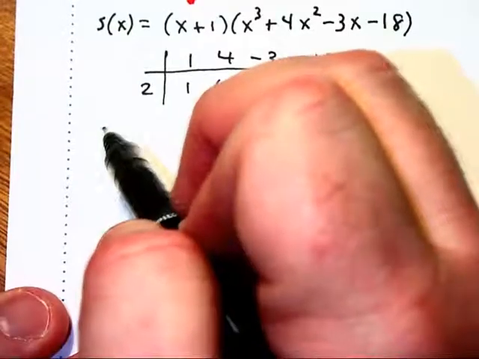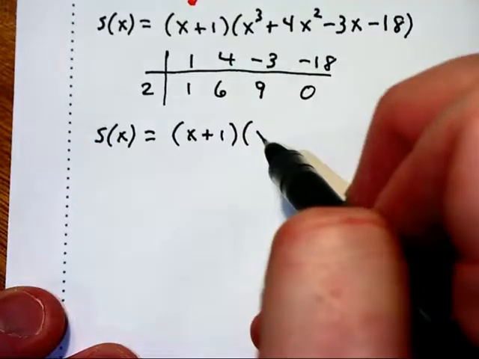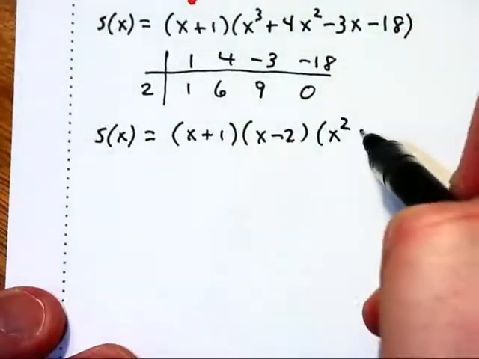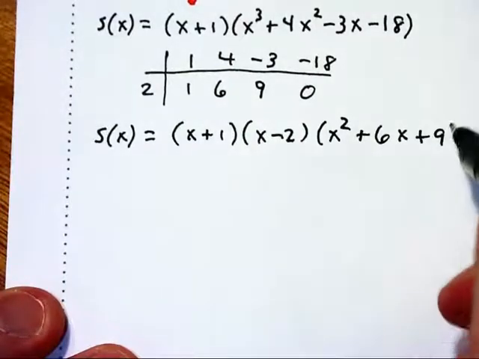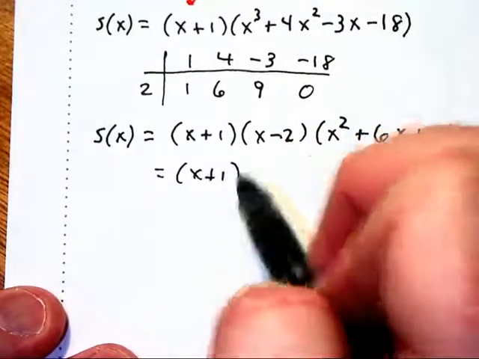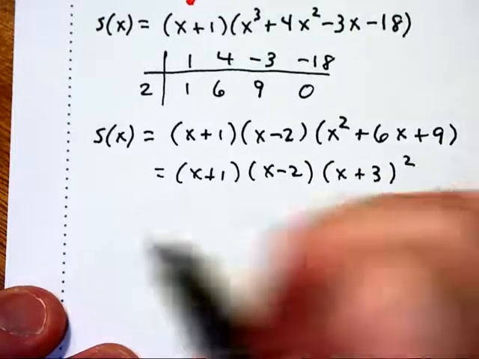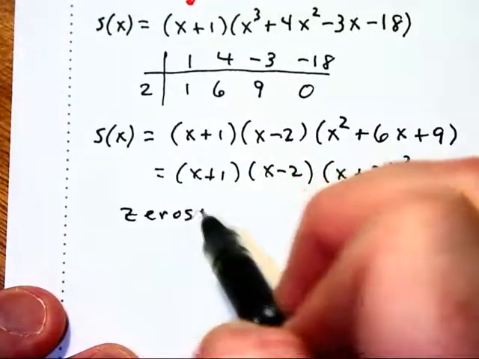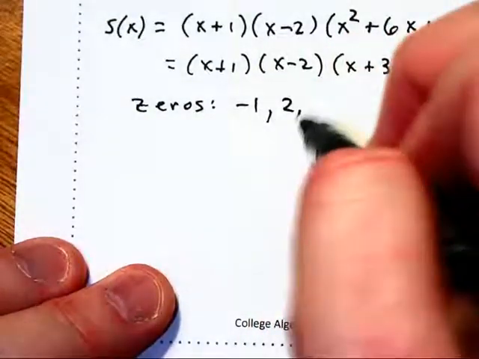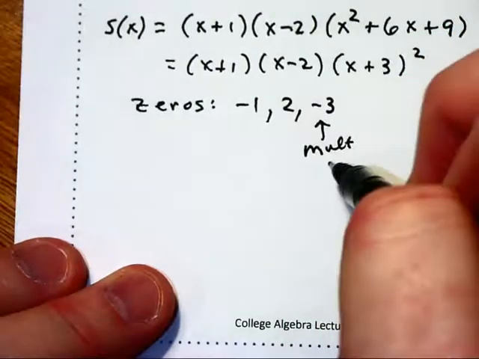So here we go. S of x is equal to x plus 1 times x minus 2, we change our sign, times x squared plus 6x plus 9. Okay, that's going to factor at the end there. So we have x plus 1, x minus 2, times x plus 3, quantity squared, and our zeros are the following. We have negative 1, positive 2, and negative 3, and that negative 3 has a multiplicity of 2.